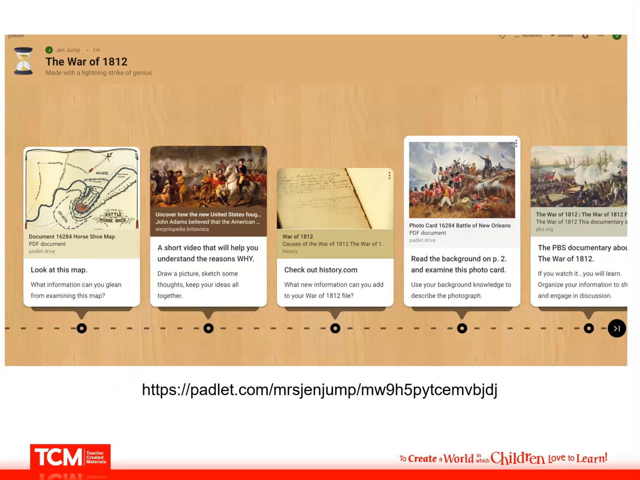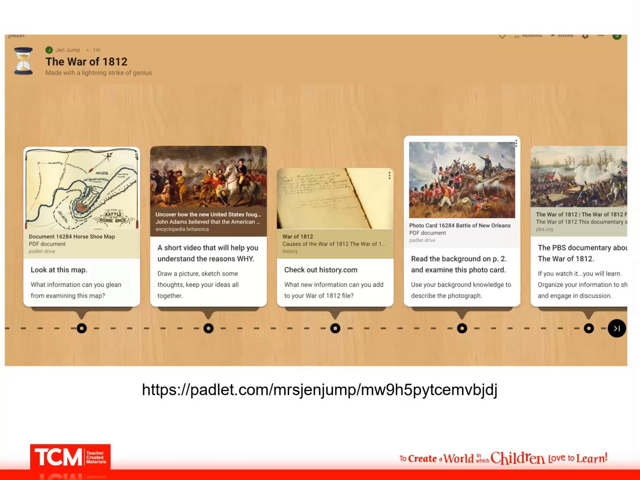Another quick example is just to share and show off how older students can engage in this as well. This is for the War of 1812. Here's a map. What information can you glean from the map? Here's a short video, some information from history.com. Read the background and examine this photo card.